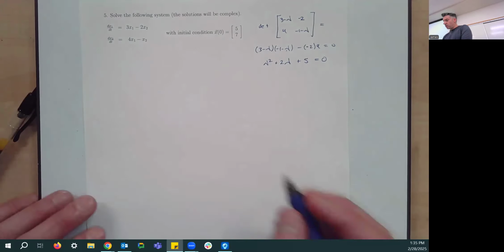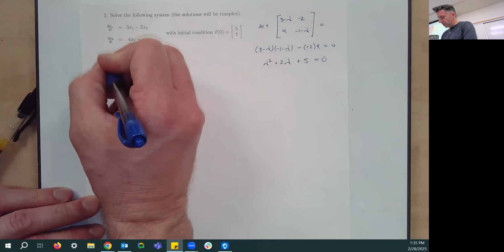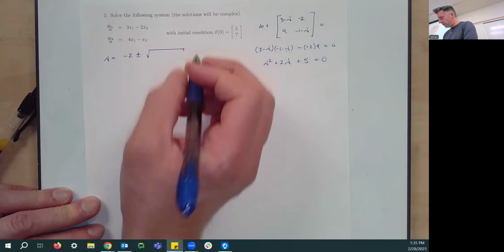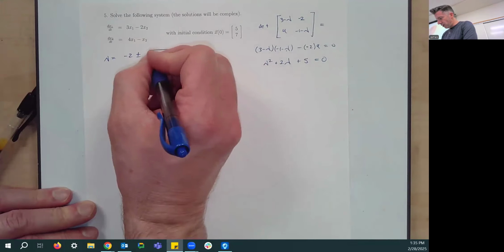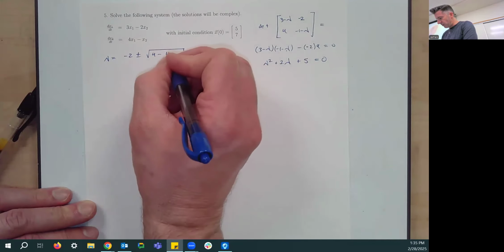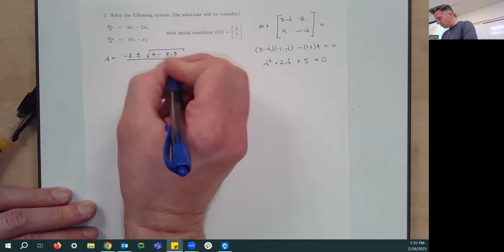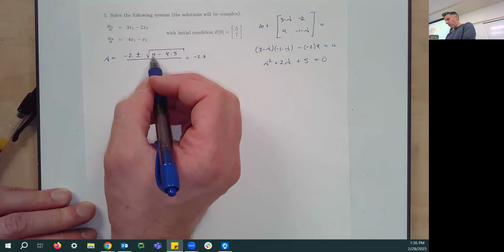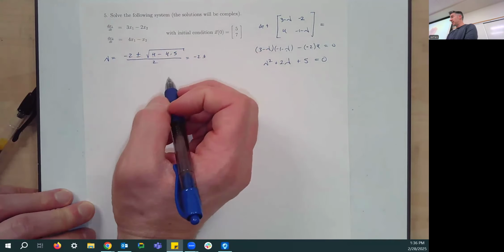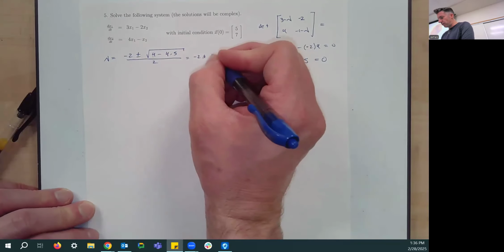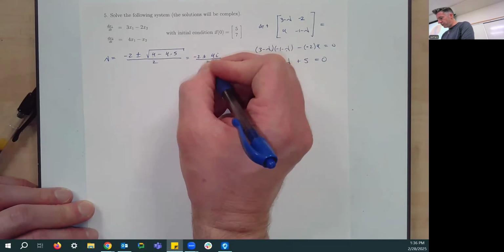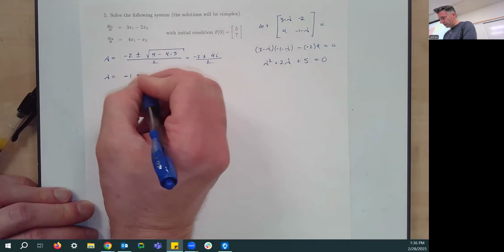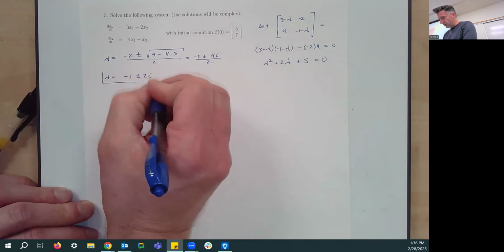So then using the quadratic formula, our eigenvalues are going to equal -2 plus or minus the square root of 2 squared minus 4 times 1 times 5, all over 2. That's going to equal -2 plus or minus the square root of 4 minus 20, which is -16, and the square root of -16 is 4i, all over 2. So our eigenvalues are equal to -1 plus or minus 2i. Great.